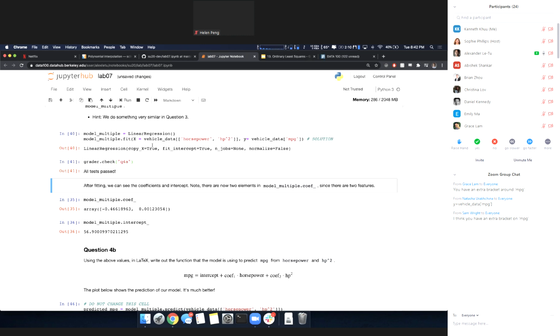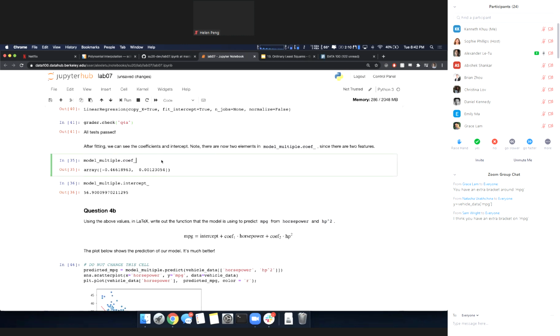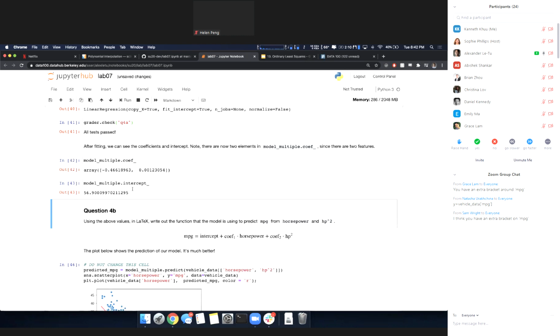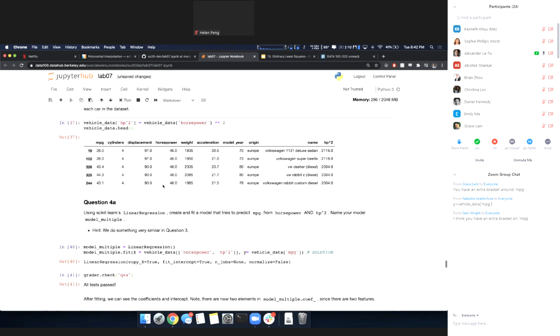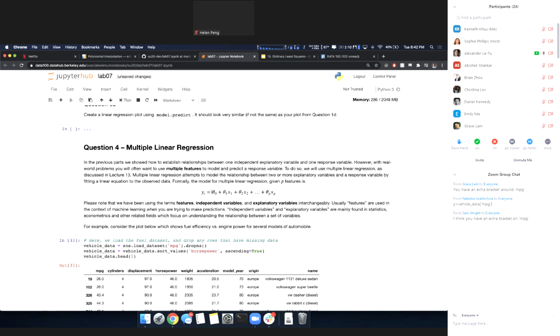Is everyone good up to this point? So we've just fitted this linear model. Now we're asked to view the coefficients of this model as well as our intercept. What these represent are those theta values that we've looked at earlier. If we scroll back up to the very start of question 4, we have theta 0, theta 1, and theta 2. Our coefficients are going to be theta 1 and theta 2, whereas our intercept is going to be theta naught.